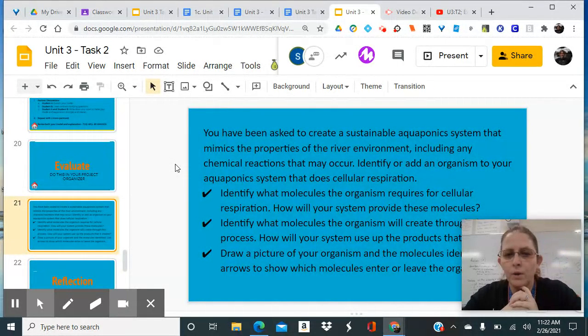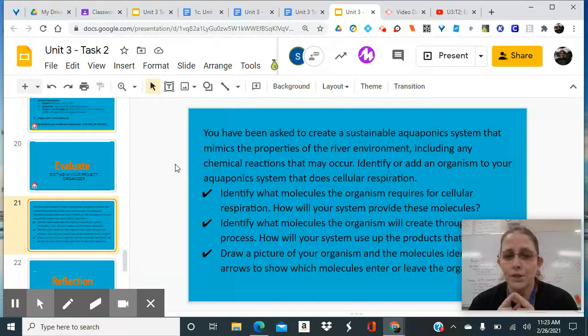Okay, so what you're going to do is these three things on the list, and you're going to identify what molecules the organism requires for cellular respiration. Okay, so how is your system going to provide those molecules? Then you're going to identify what molecules the organism is going to create through the process. So your reactants, and your products. You got to figure that out. Okay, and how is your system going to use those products?